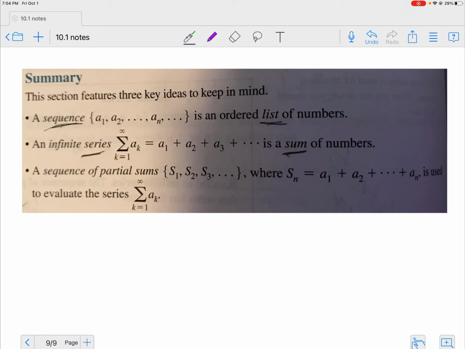And of course, this is 10.1, the overview. We're going to get a lot more specific. So sit tight, because super exciting stuff is coming your way.